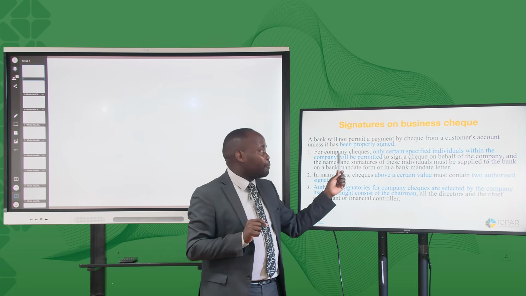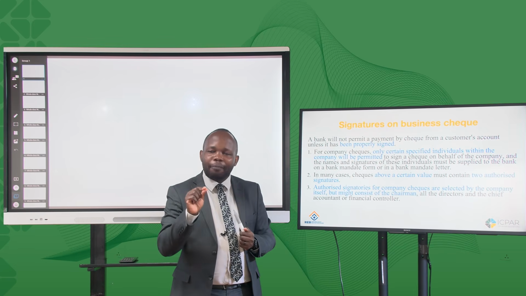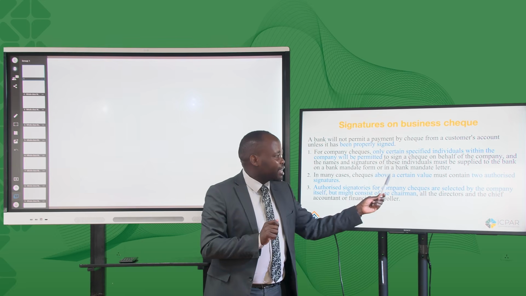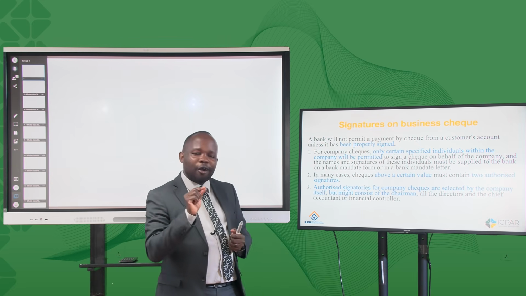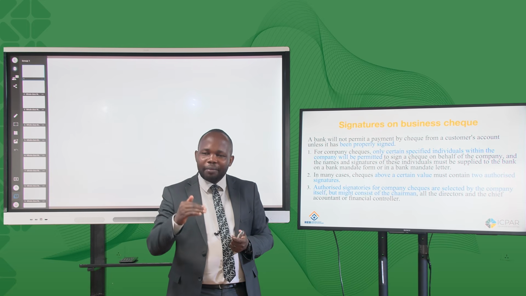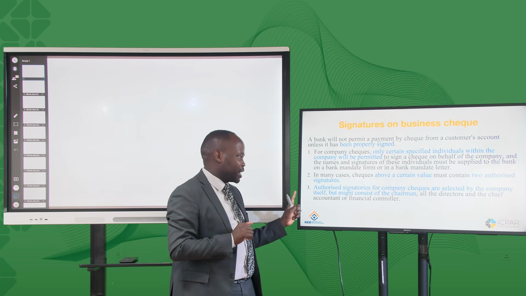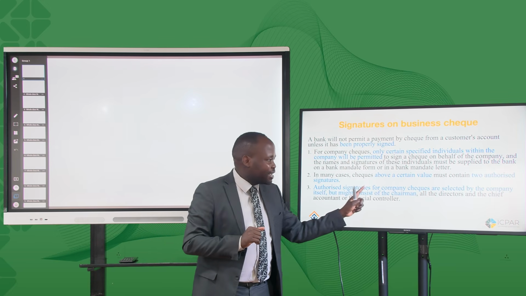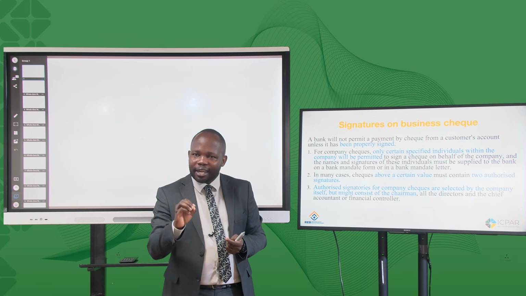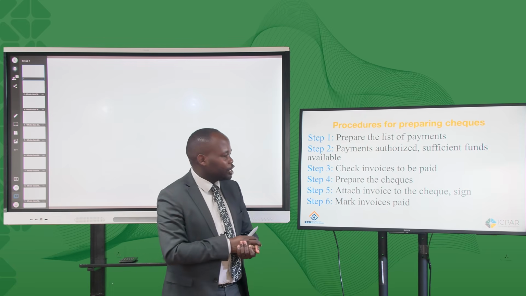So for company checks, only certain specified individuals within the company are permitted to sign the check. We have already talked about that. In many cases, checks above certain values must be authorized by 2 or more signatures. We have already said payments above a certain amount must have 2 signatories on the check. And finally, authorized signatures for company checks are selected by the company. It's the company to decide who signs the checks.